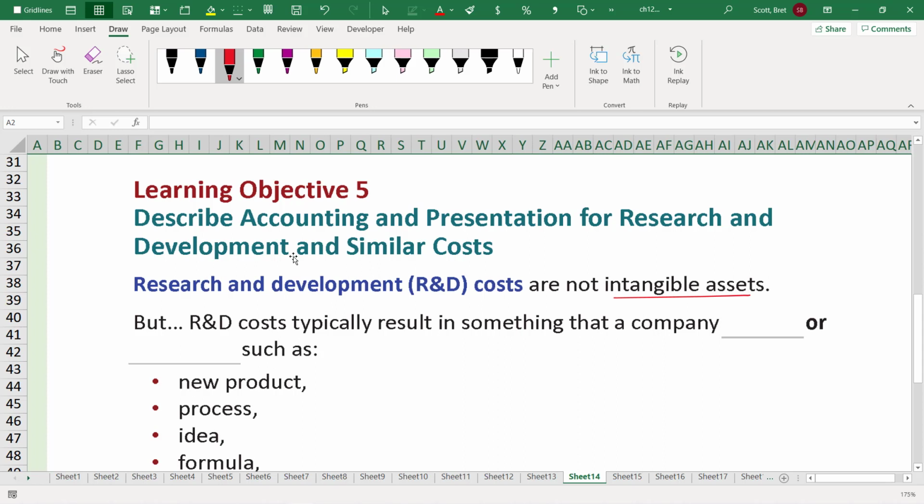But R&D costs typically result in or create something that a company patents or copyrights. So yes, it can lead to discovering something that we might put a patent or copyright on. If we're talking about a band in the studio just plucking around trying to figure out, is that a song? Is that a song? Until they actually get a song that they want to record, they're just playing around.